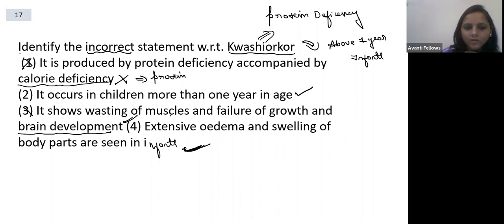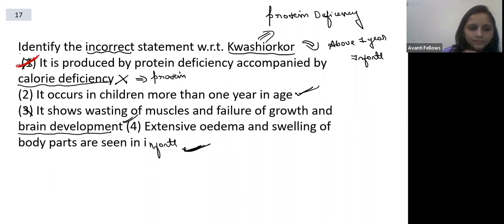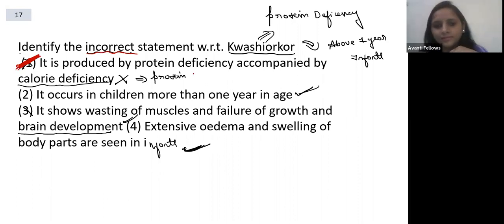Option 4 is correct, option 3 is correct, option 2 is correct. The question asks for the incorrect statement, so the correct option is option 1. That is the reason option 1 is the correct answer.